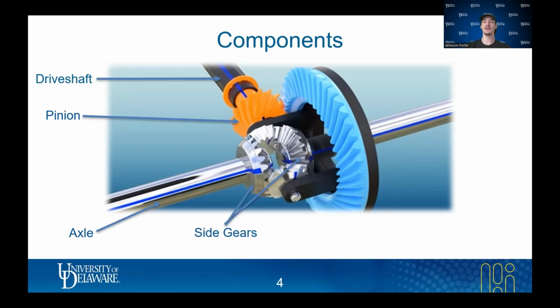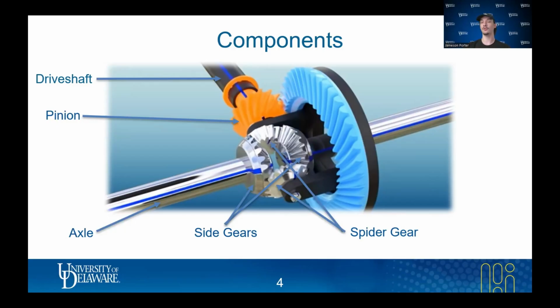These are the axles. Each axle is connected to each of the drive wheels. And these are the side gears, which are each connected to their respective axle. So the side gears will rotate depending on how the spider gears rotate, and transfer that rotation through the axle to the wheels. These spider gears are the main component of a differential.